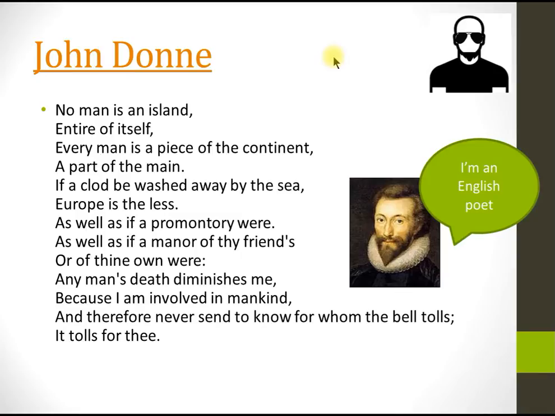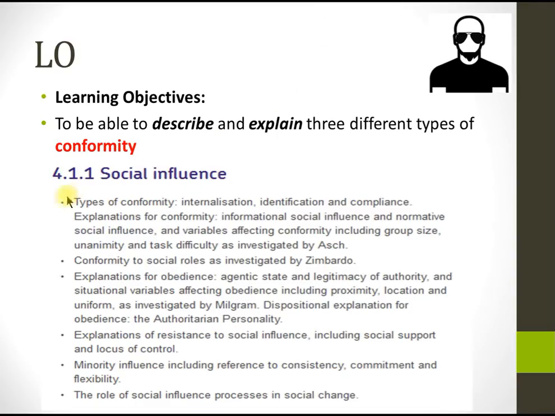Donne obviously was not necessarily talking about social influence research, but we can torture this poem to fit our needs. So this idea that no individual acts without reference to others. Other people influence us. That's what we're going to be looking at today. We're going to be looking at types of conformity, the way people will influence us. There are three subtypes: internalization, identification, and compliance. And to a lesser extent, we're going to look at explanations of conformity, normative and informational social influence.